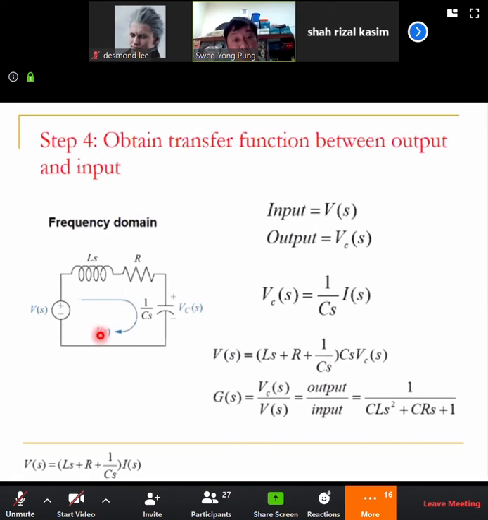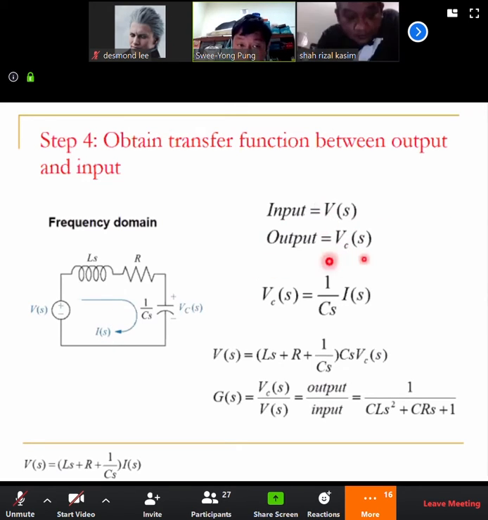Now remember, just now we said the output is VC. So VC is equal to 1 over CS multiply I. This part is the impedance for the capacitor. VC equal to 1 over CS multiplied I. Right. So we have this, our second equation. Just now we have the first equation and now we have a second equation.